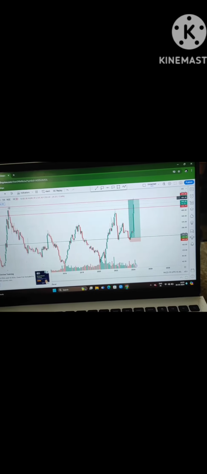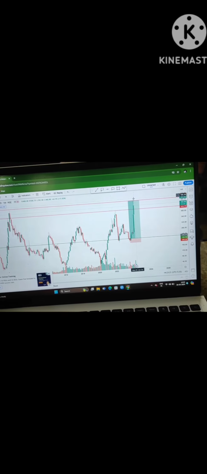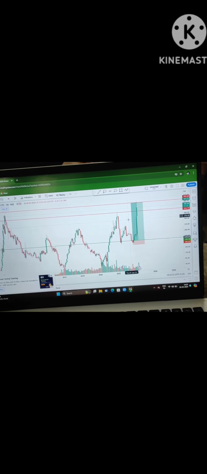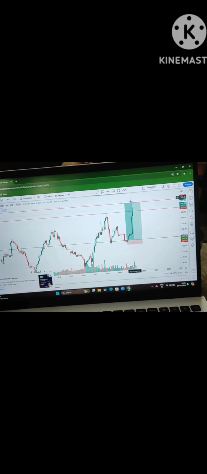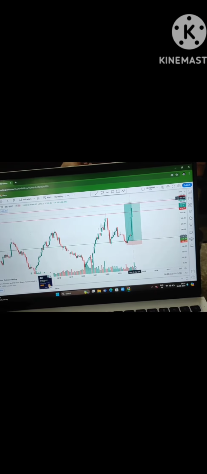Around this all-time high. Friends, you can see here this stock went up to 505 rupees, but I sold this stock at around 494 rupees with a gain of 114%.